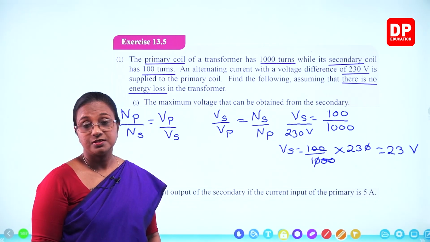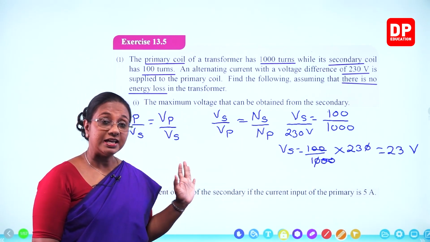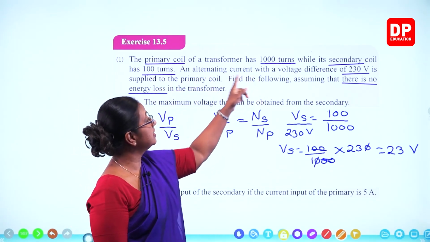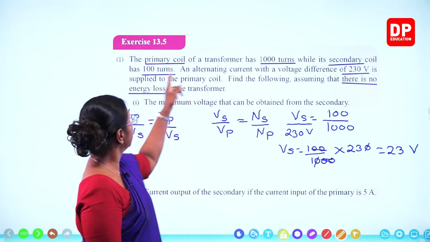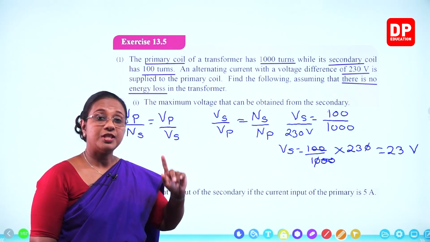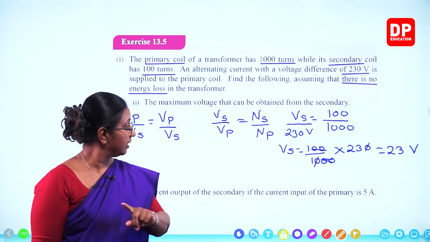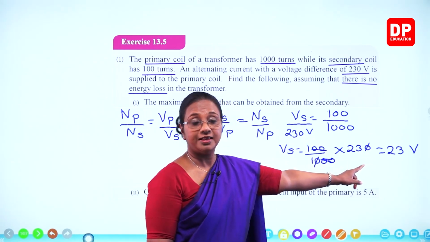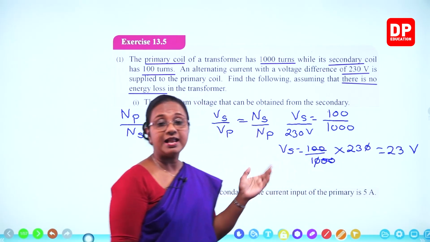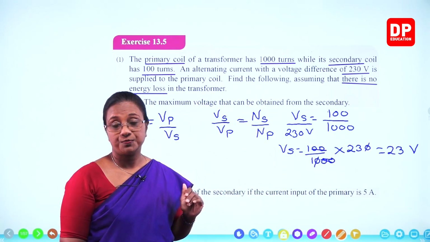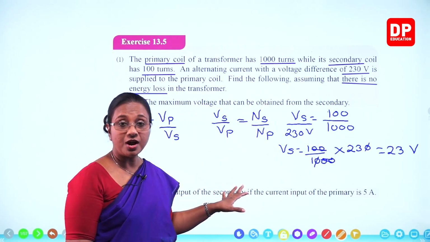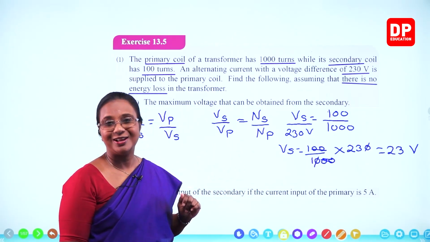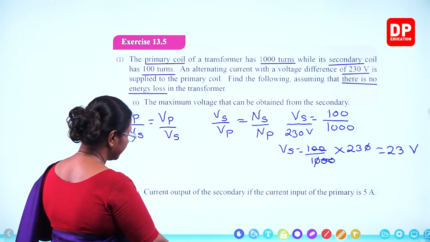Is that clear, students? You can remember when I explained this, I told you, you look at the numbers and consider the ratio. 1000 is to 100, so that is 10 is to 1. Here also you can see 230 volts is to 23 volts, so 10 is to 1. That is how we have the ratio. So this is a step down transformer where the voltage is decreased. I'm sure you all calculated it correctly. Then I'll move on to the second one.